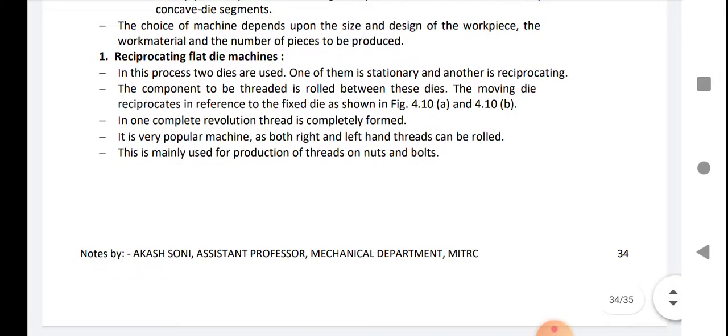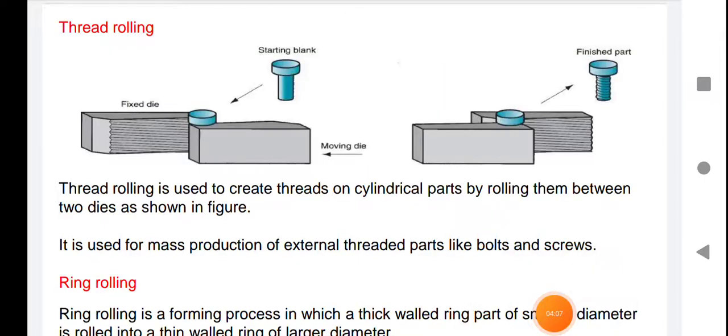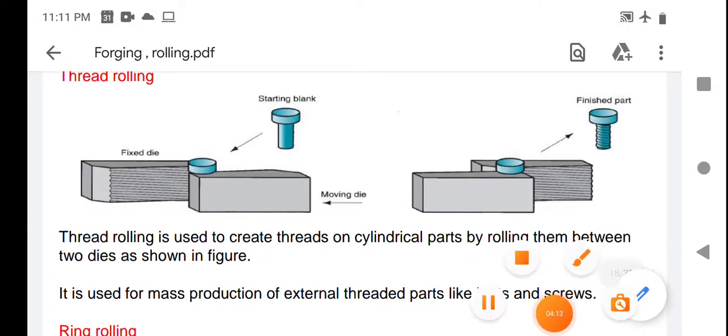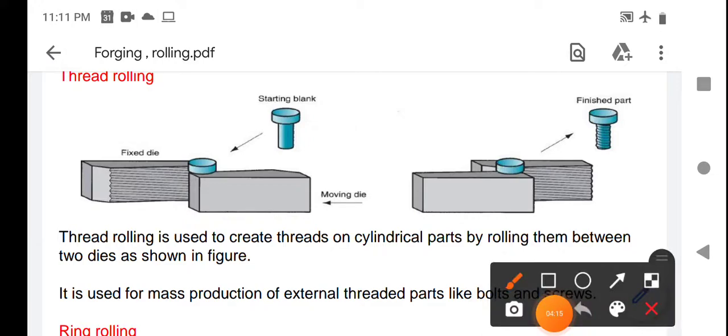Reciprocating flat die machine. In this process, two dies are used. One of them is stationary and another is reciprocating. The component to be threaded is rolled between these dies. As you see in this figure, the two dies.